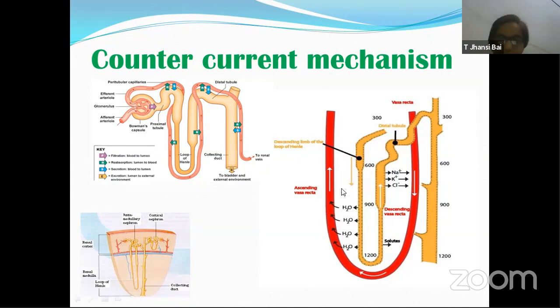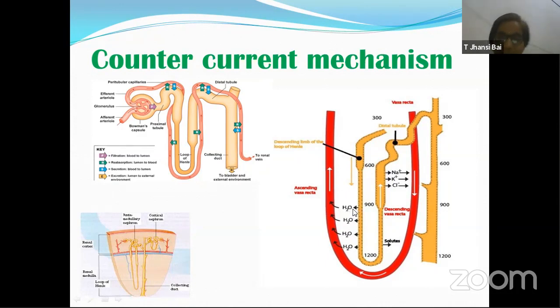Why is this water coming off? Because the outer concentration is more. It is because of the presence of all this sodium, potassium, chloride and a minimum quantity of urea. All these things make the outer interstitium concentration more, because of which water comes off through osmosis.